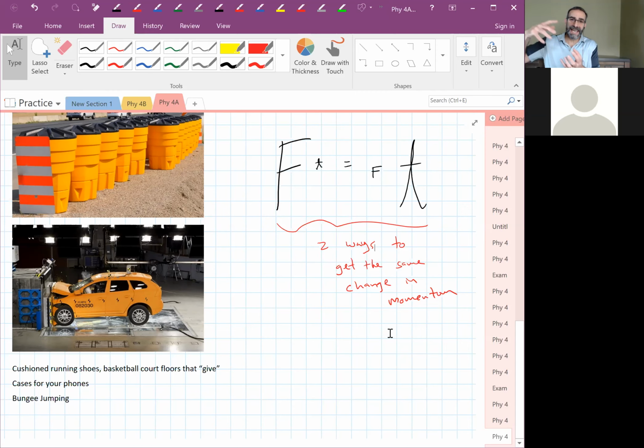If you're attached to a bungee cord, we spread out that time interval from when you have maximum momentum to when you have zero momentum. And it takes place over a long period of time as that bungee cord stretches and stretches and stretches. And all that momentum you had comes to rest, comes to zero with a very small average force acting on you. Okay? Impulse momentum. We see it all around us.